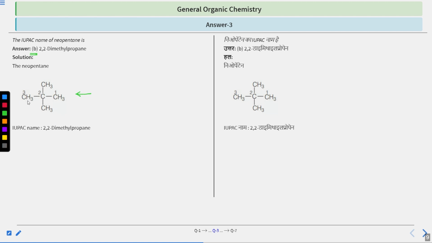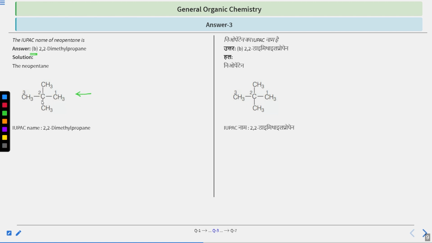First we have to identify the parent chain. You can see if you go 1, 2, 3, 1, 2, 3, anyway, only three carbons can be there in our primary chain, right? Here also 1, 2, 3. Only 3 carbons are possible. So we take this horizontal chain as our parent chain.